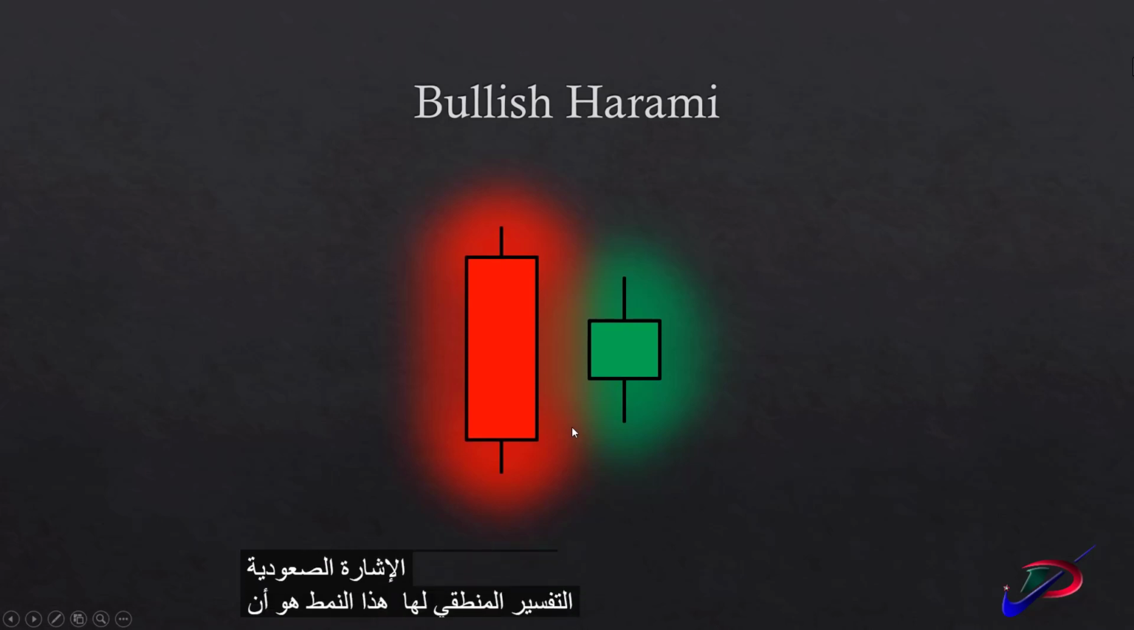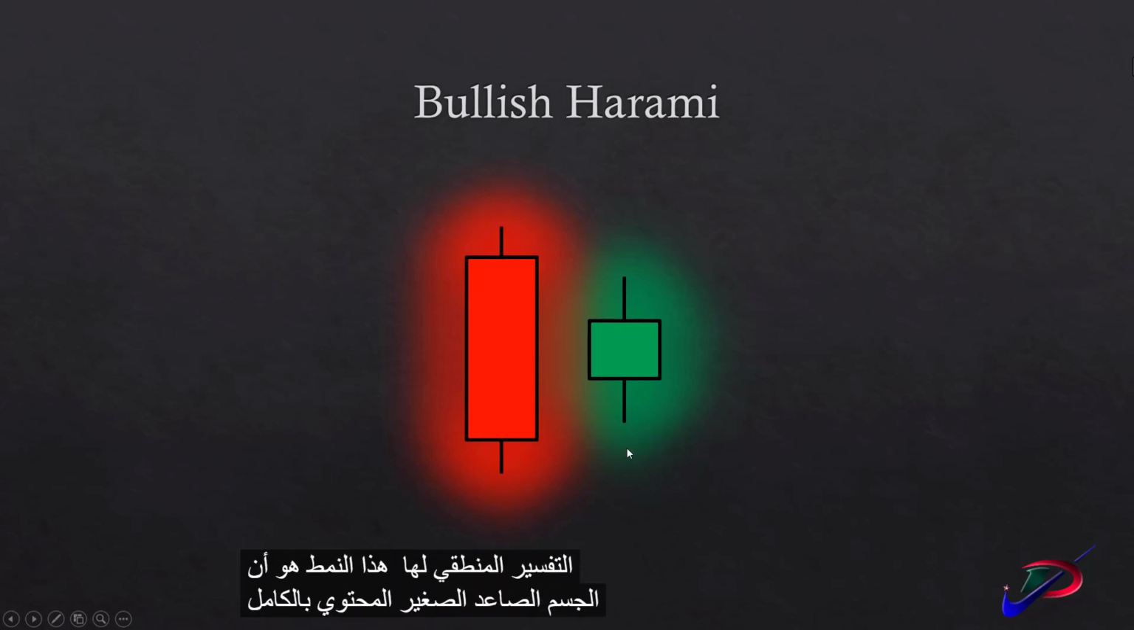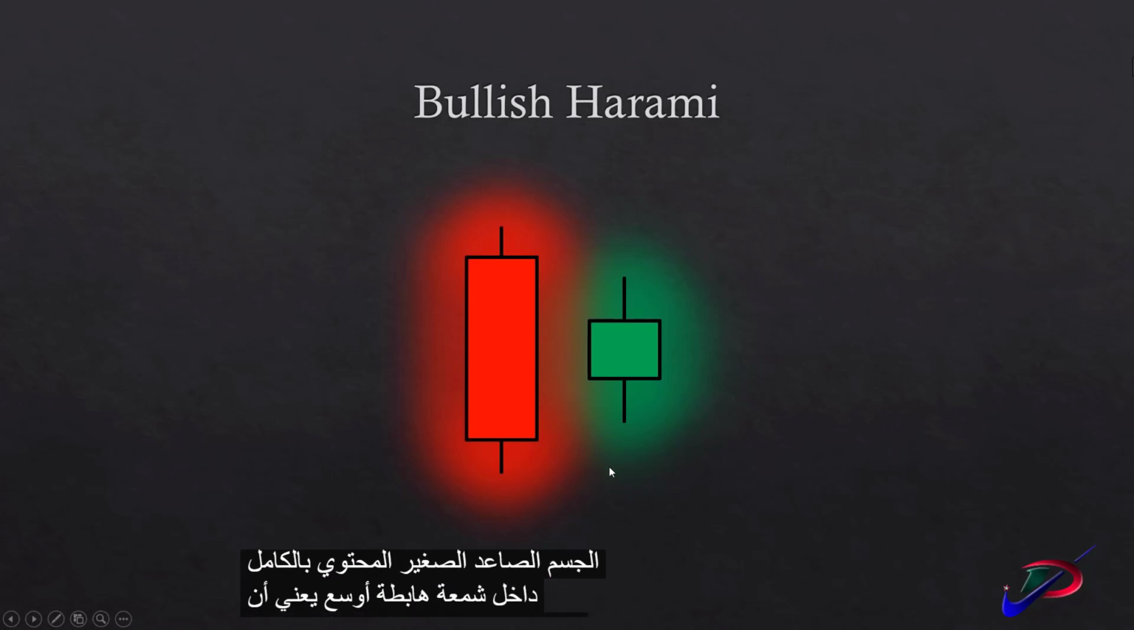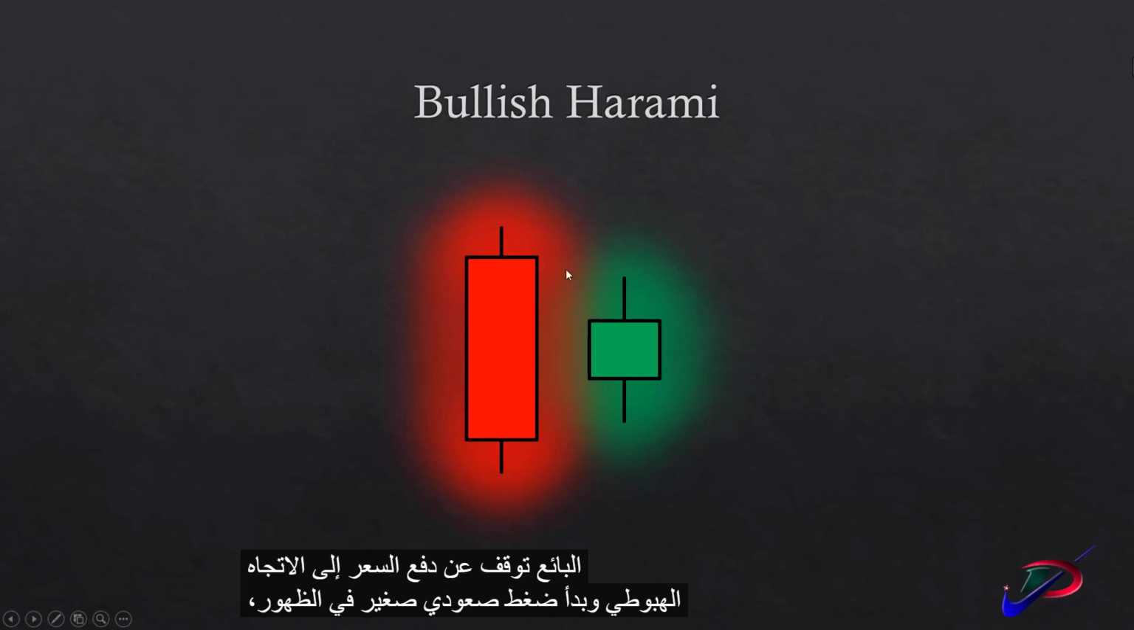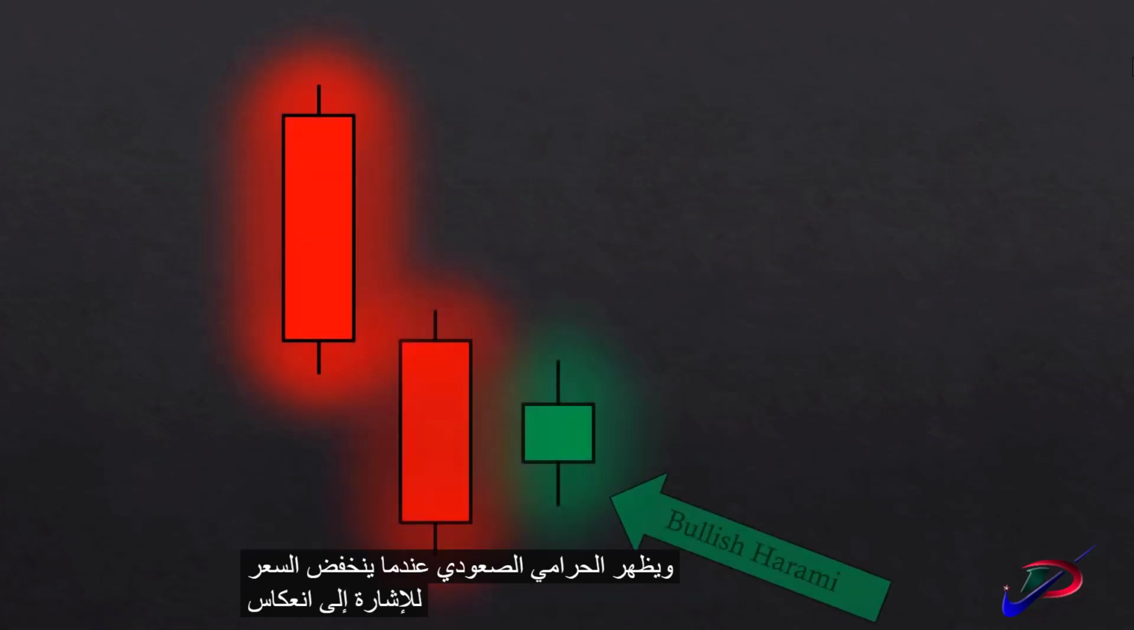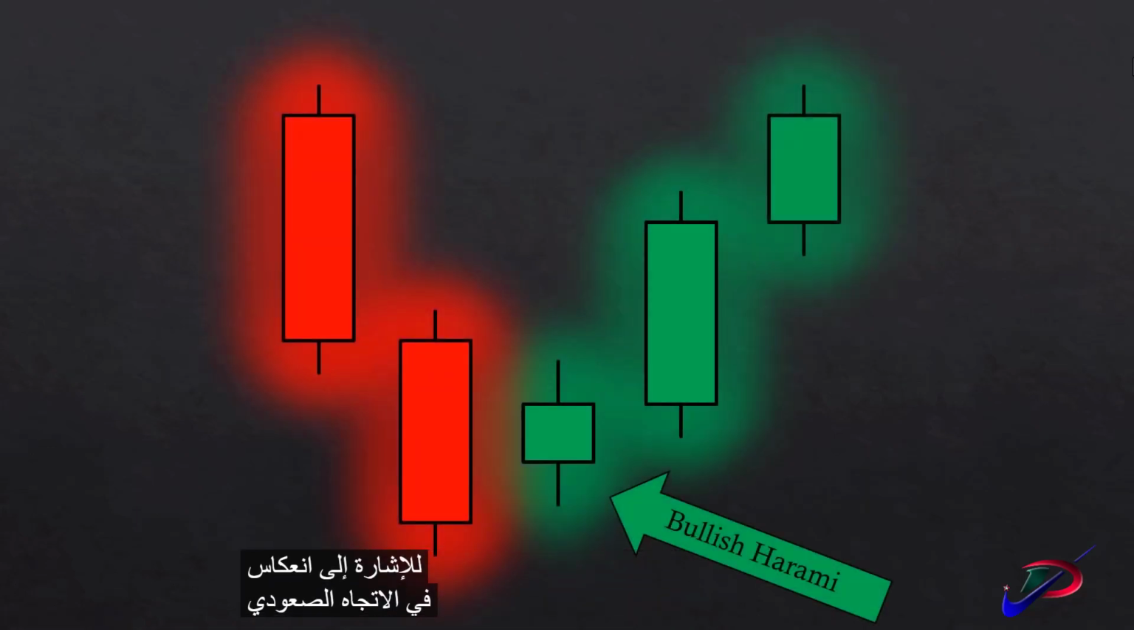The logical interpretation of this pattern is that a small bullish body fully contained within a wider bearish candle means that sellers stopped advancing price to the downside and a small bullish pressure began to appear. The bullish harami appears when price is going down in order to signal a reversal to the upside.